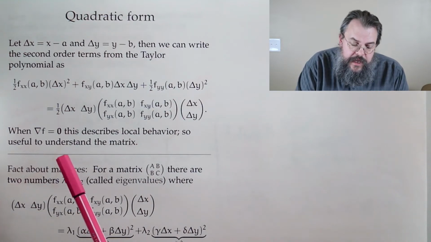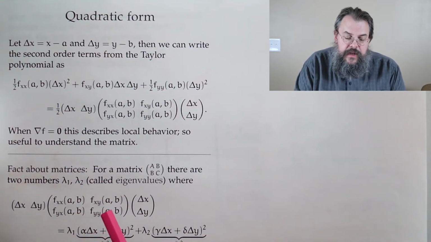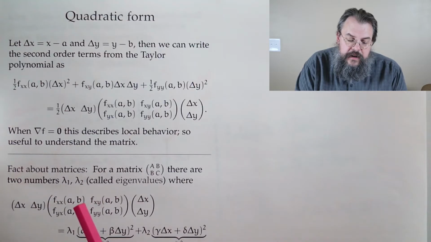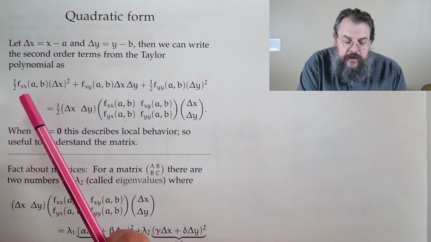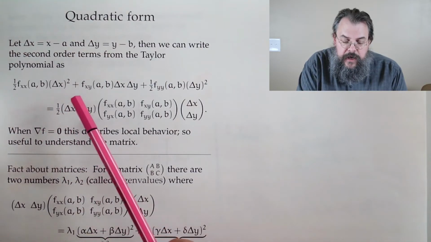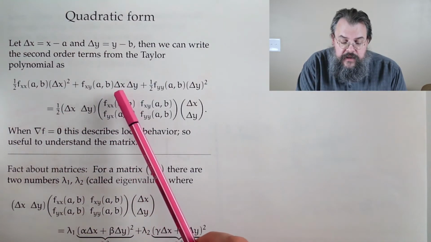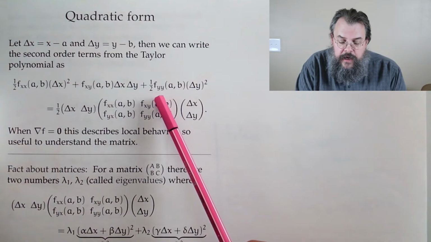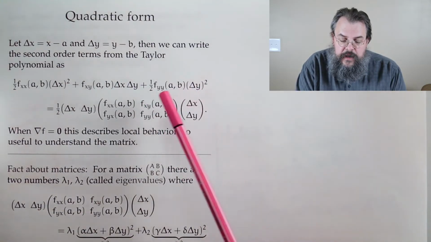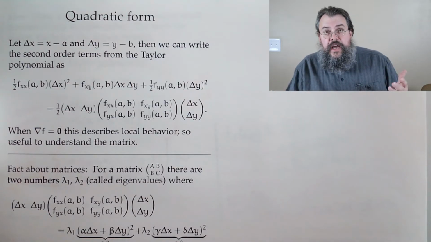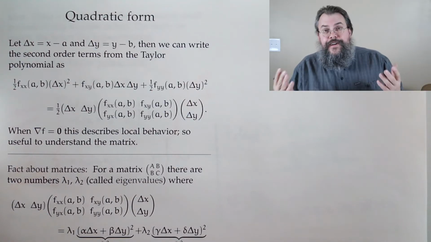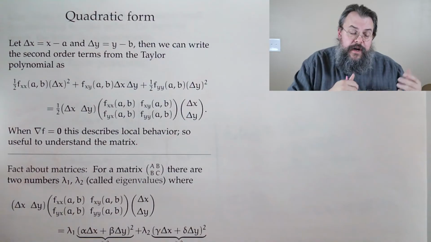So if we think about what's happening with our second derivatives, it turns out we can write it in a rather nice way: 1/2 f_xx delta x squared plus f_xy delta x delta y plus f_yy times 1/2 delta y squared. And by the way, delta x just means change in a, so that's x minus a. Delta y, change in b, that's y minus b.